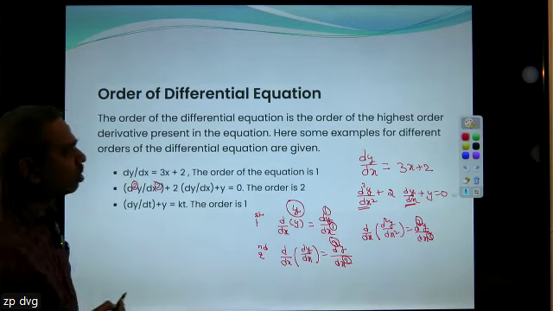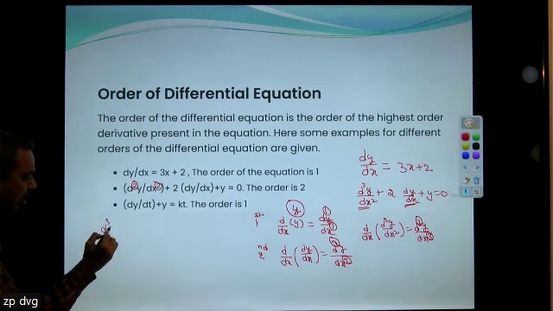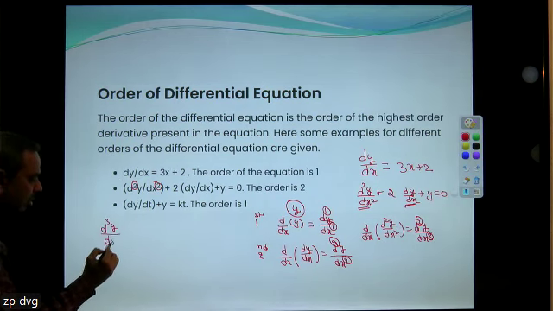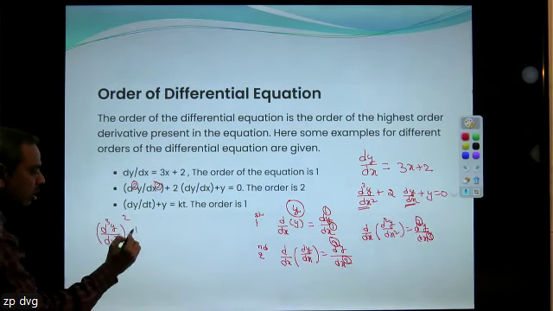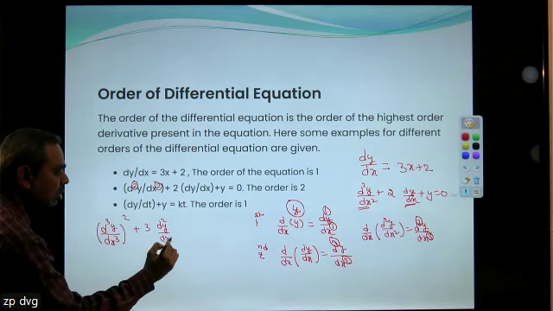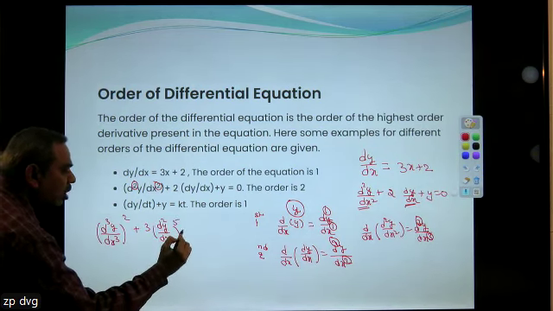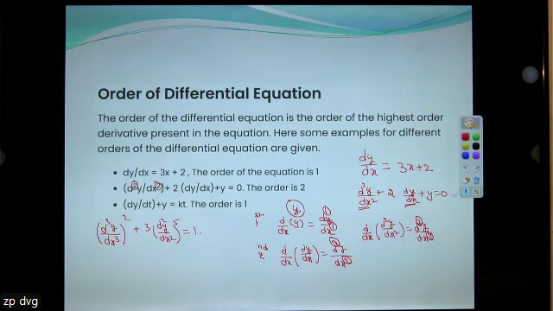Now, for example, my question is like this. It is d cube y by dx cube, whole square, plus d square y by dx square, whole to the power 5, is equal to some value. So like this, one differential equation is given.